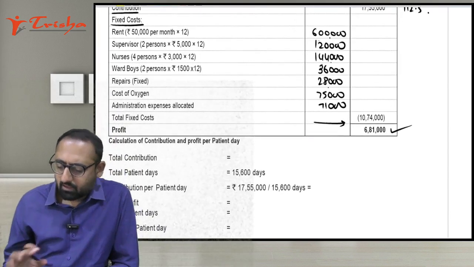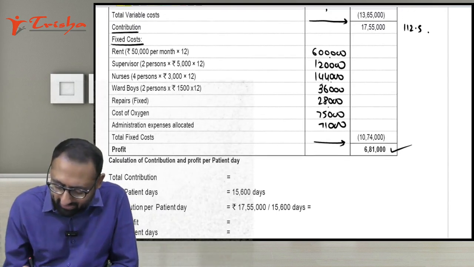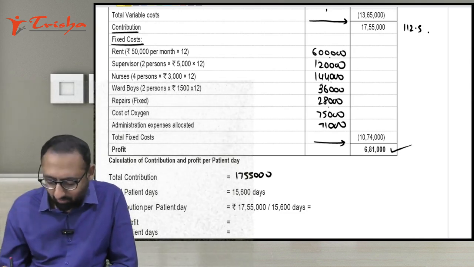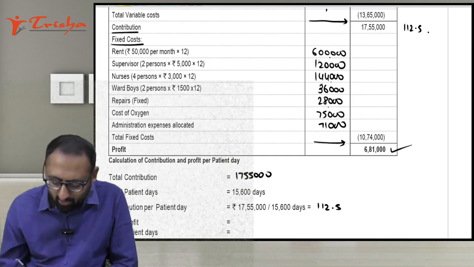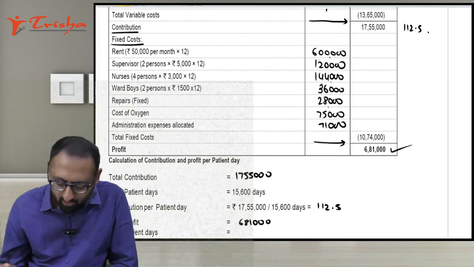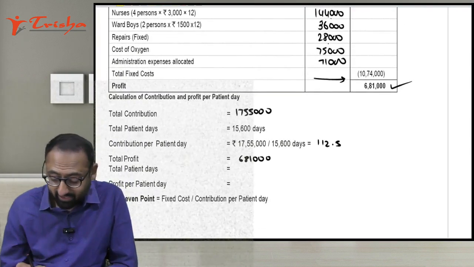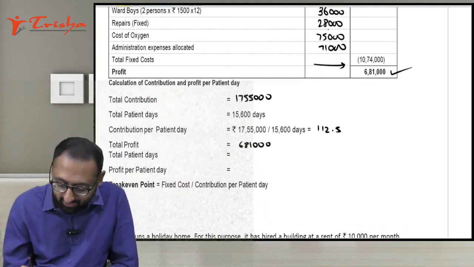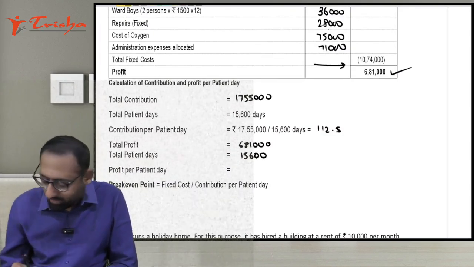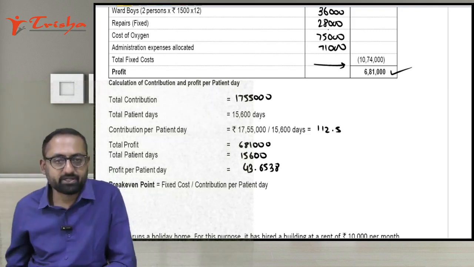Now, guys, contribution per patient I have already calculated. Total contribution is 17,55,000 divided by number of patients 15,600. So contribution per patient is 112.5. Total profit we have already calculated, 6,81,000 is your profit. Total patient days, 15,600 is your patient days. So 6,81,000 divided by 15,600, 43.6538 is your profit per patient bed day.